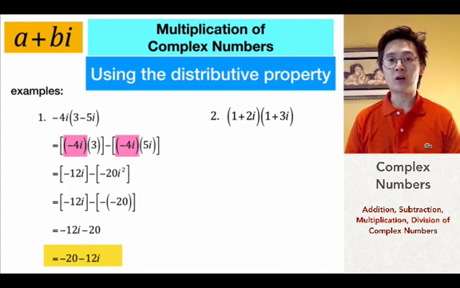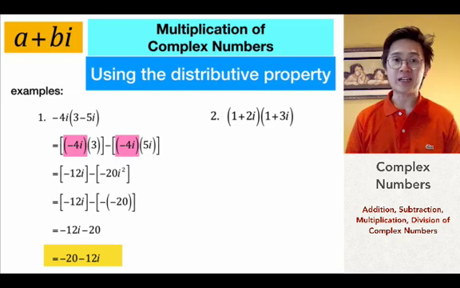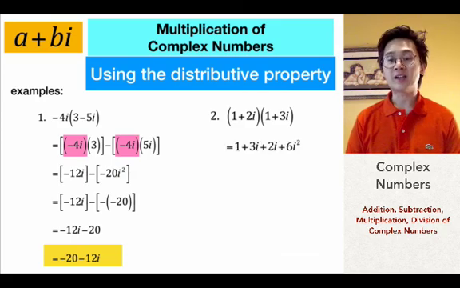similar to the product of two binomials. And when we're dealing with the product or multiplying two binomials, we know that we are using the FOIL method. First, outer, inner, last. So in this case, we'll multiply 1 times 1 and 1 times 3i, and then we multiply 2i times 1 and 2i times 3i, giving us 6i squared.